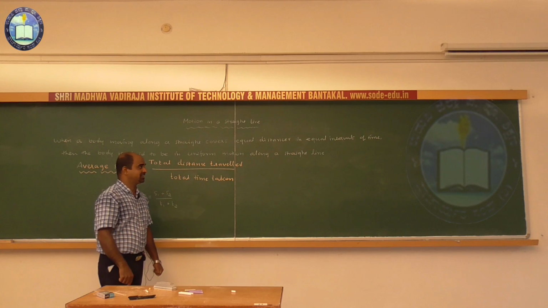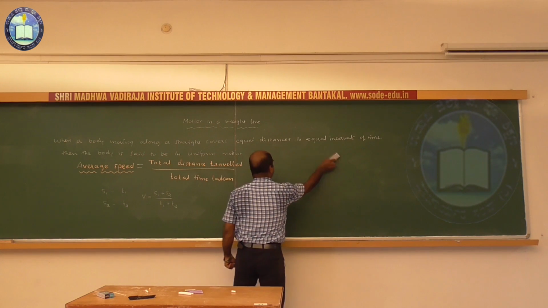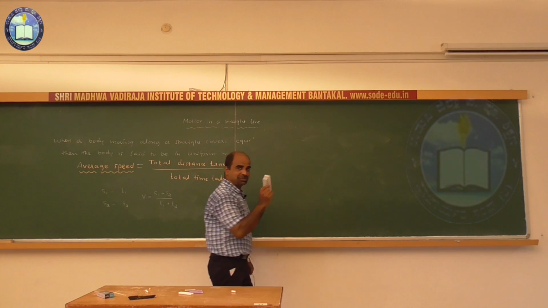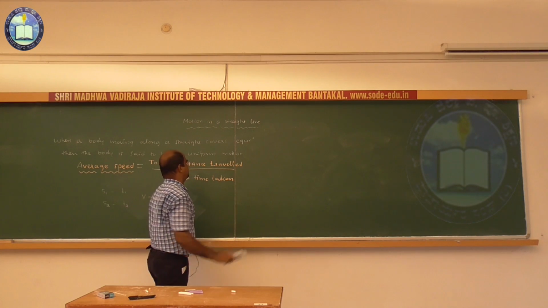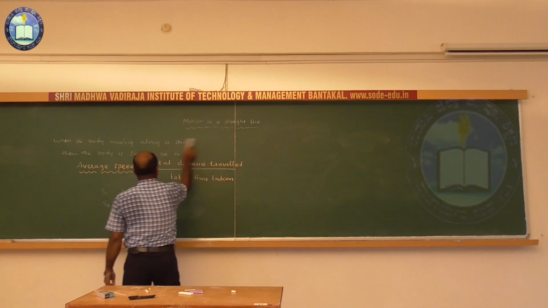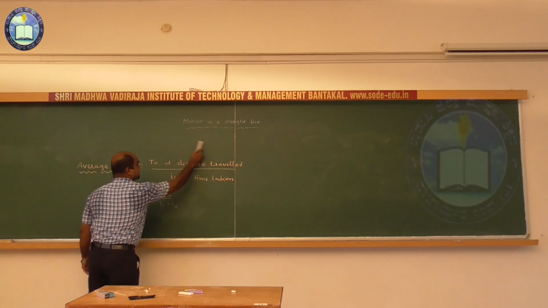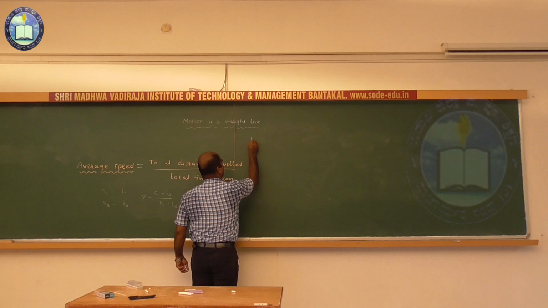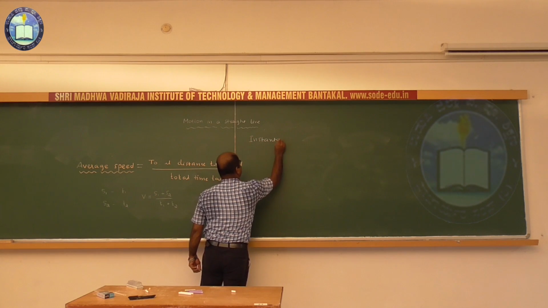In such cases, motion of the athlete is described in terms of a speed known as instantaneous speed. Known as what? Instantaneous speed. My next topic is instantaneous speed.